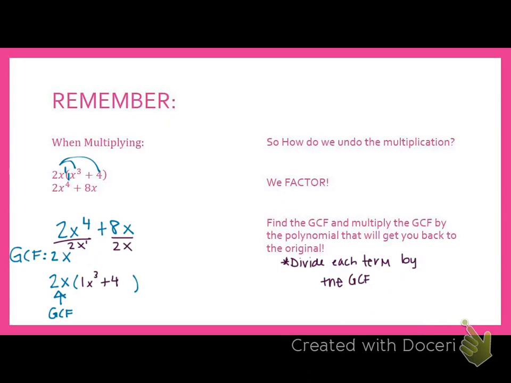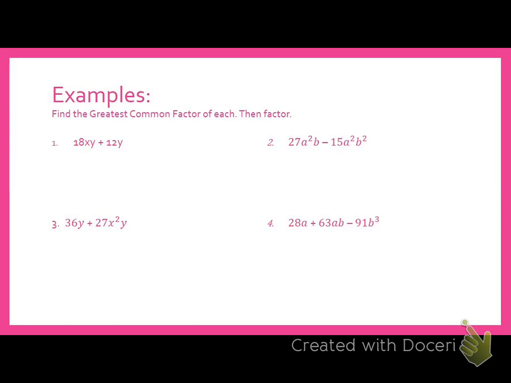Okay. So let's practice this skill. Let's practice this undoing of the multiplication known as factoring. So find the greatest common factor of each, then factor. The first thing we're going to do is state our GCF. Your answer is going to look like this. The GCF will be out front, and the divided terms go inside the parentheses. So when you have your answer, it will have a GCF out front, and inside the parentheses are the divided terms.